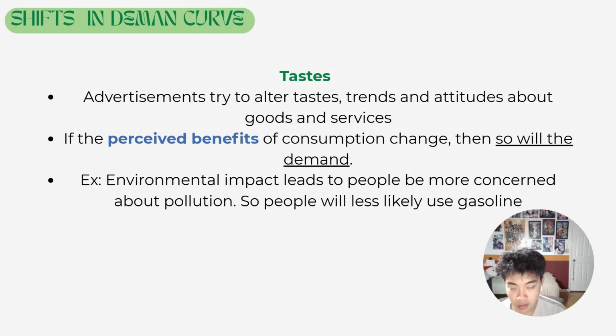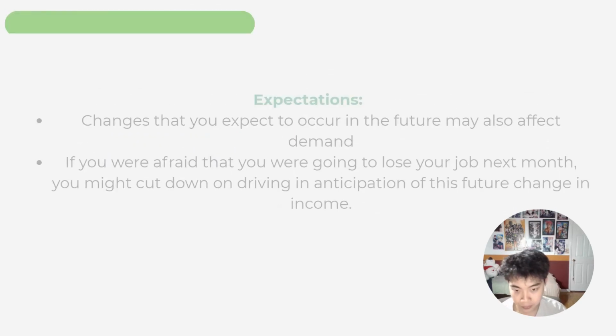Next is taste. Taste is more about advertisements, trends, and attitudes about certain goods. Some trends will cause a higher demand for a certain good. One example would be environmental impact: it would cause people to be more concerned about pollution. Thus, people will be less likely to use gasoline, so the demand for gasoline will decrease.